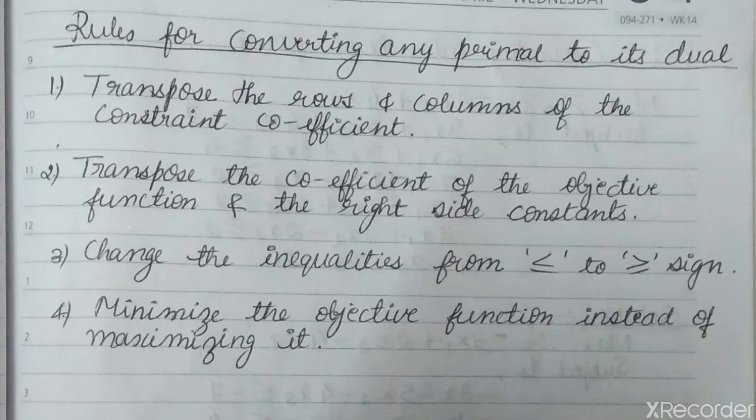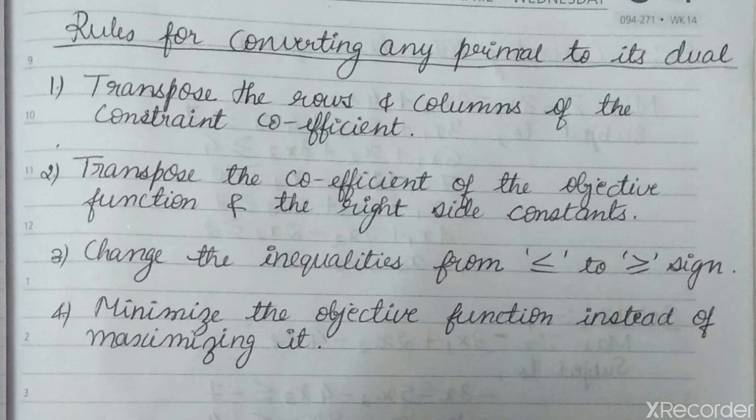Hello students, today we will go through the rules for converting any given primal solution into its dual form. There are four steps, but before following these four steps you have to remember that if the given problem is maximization, then you have to convert it into the minimization form, and if it is minimization, then you have to convert it into maximization. This is done by multiplying -1 to both sides of the objective function. After that you have to follow these four steps.